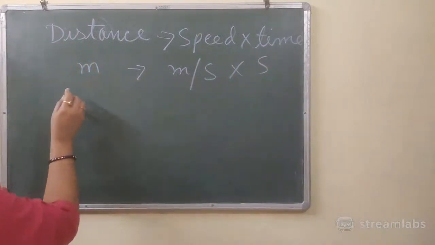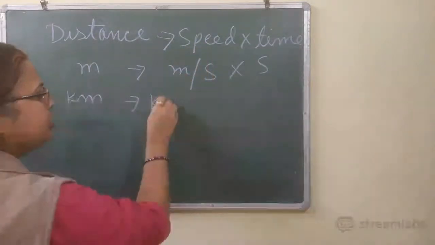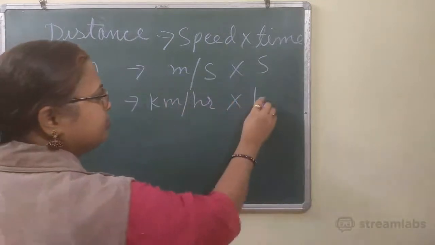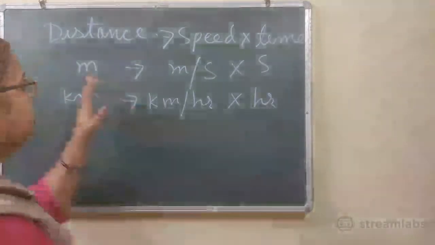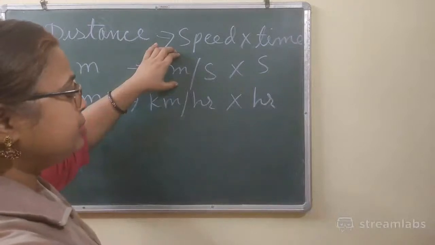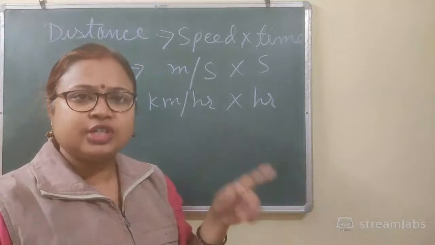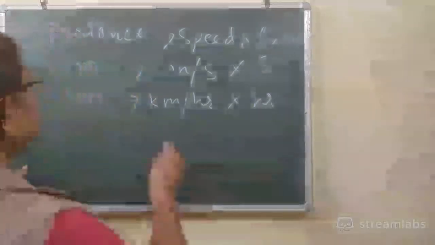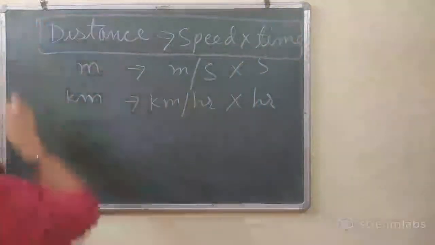Clear? If the speed is given in kilometer per hour, the unit of distance will be kilometer and the unit of time will be hour. If anything is different in the question, for example distance is given in meter, speed is given in meter per second and time is given in hour, then you have to change that hour into second. Okay. Now from this formula we can derive two other formulas also.